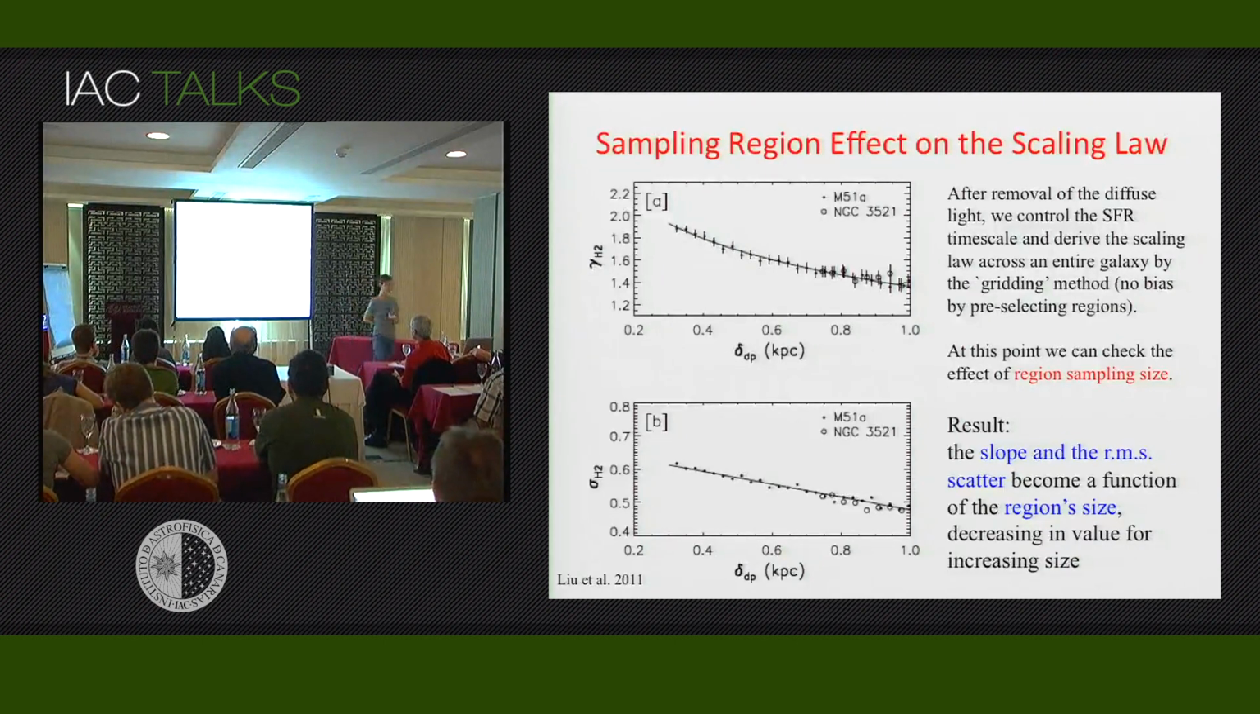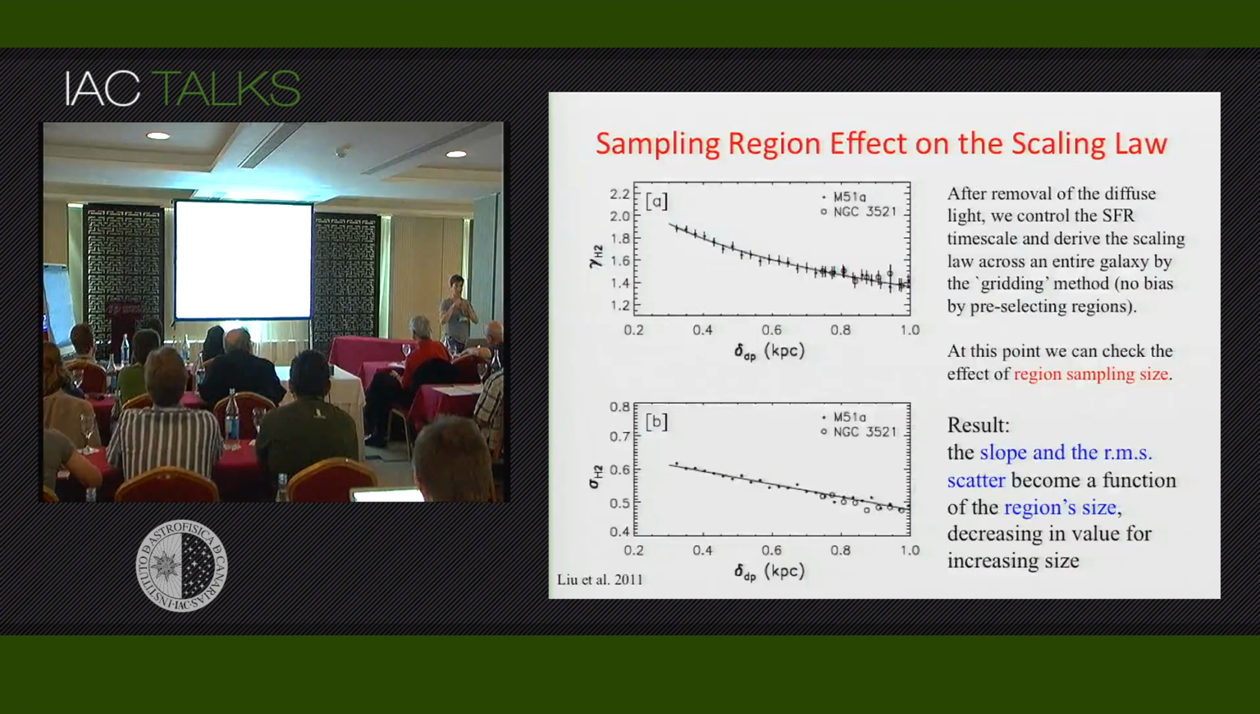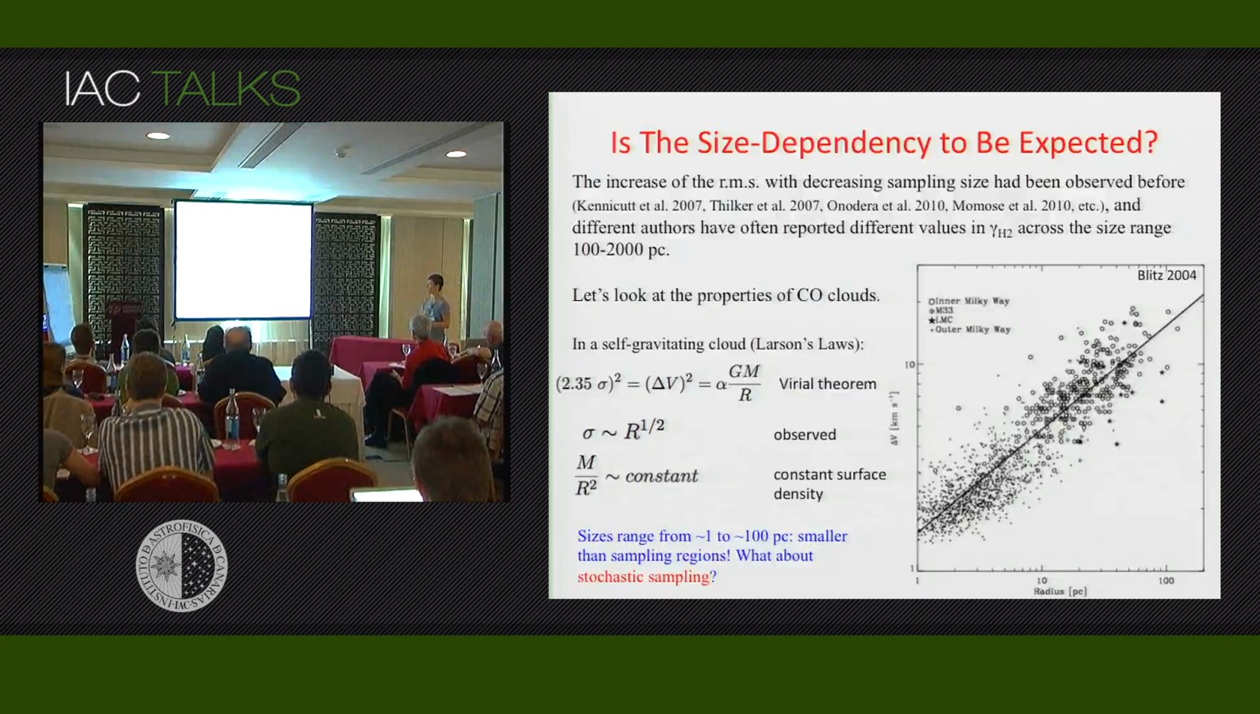If I take a region of 1 kiloparsec, and I slice and dice my galaxy in beams of 1 kiloparsec each, and I repeat the same experiment, what do I get? I get a slope of slightly less than 1.4 and a spread of slightly less than 0.5. So I decrease the spread, which probably doesn't surprise anyone, because by increasing the size of my beam I'm averaging out over many more clouds. But I'm also flattening down the slope. Is this kind of size dependency to be expected?